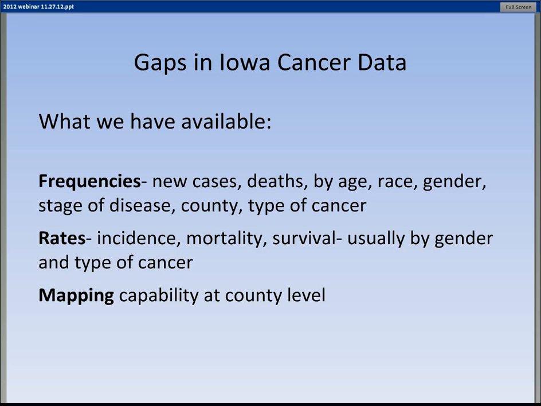Okay. I just kind of wanted to shift gears a little bit and go through a little on gaps in the Iowa cancer data. So I've talked a little bit about what we have available, whether it's frequencies of new cases or deaths, and you can get the information by age, race, or gender, stage of disease, county or type of cancer. We have incidence and mortality rates available and survival, and we also have mapping capability at the county level.